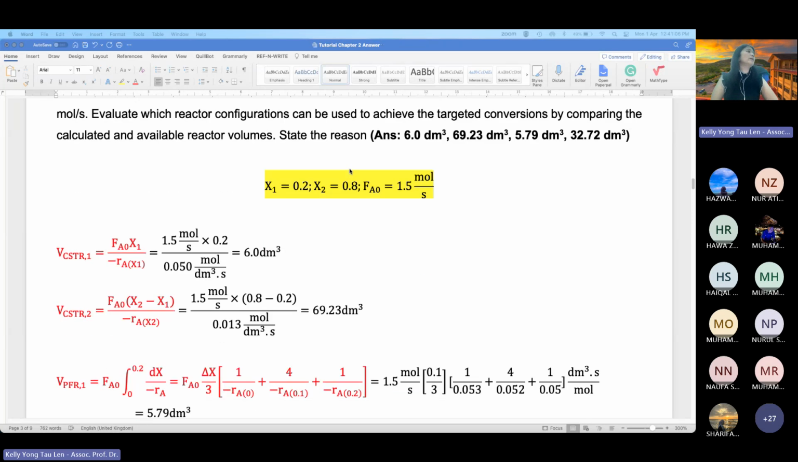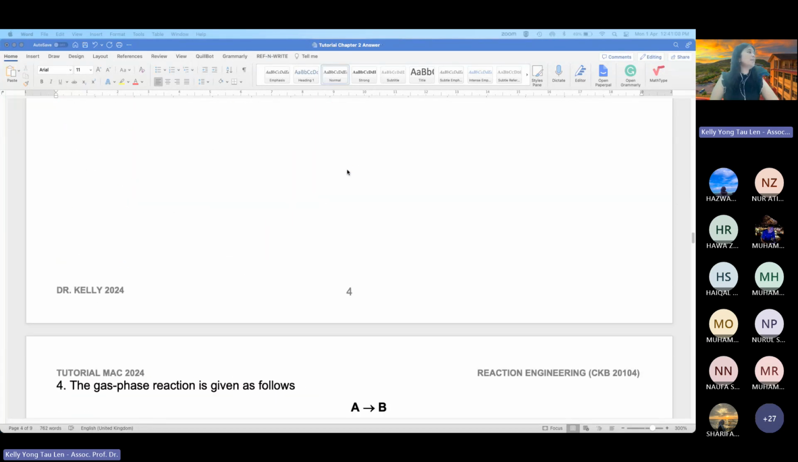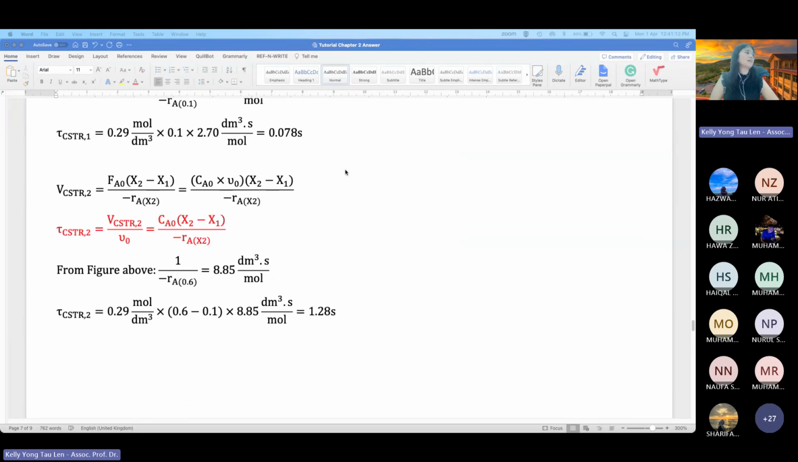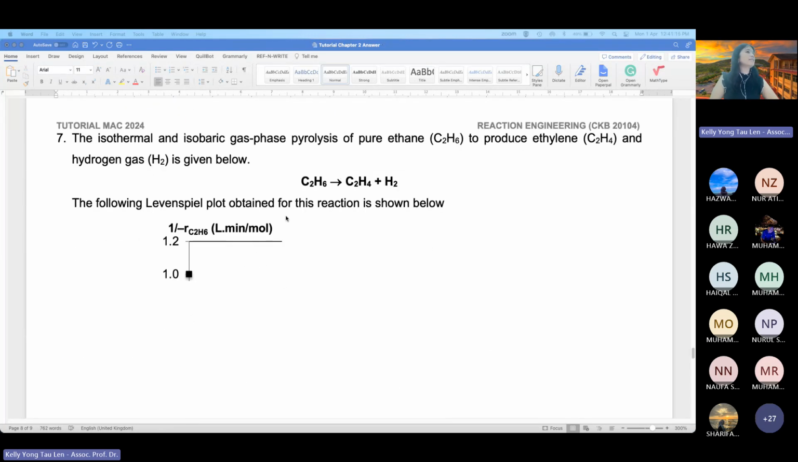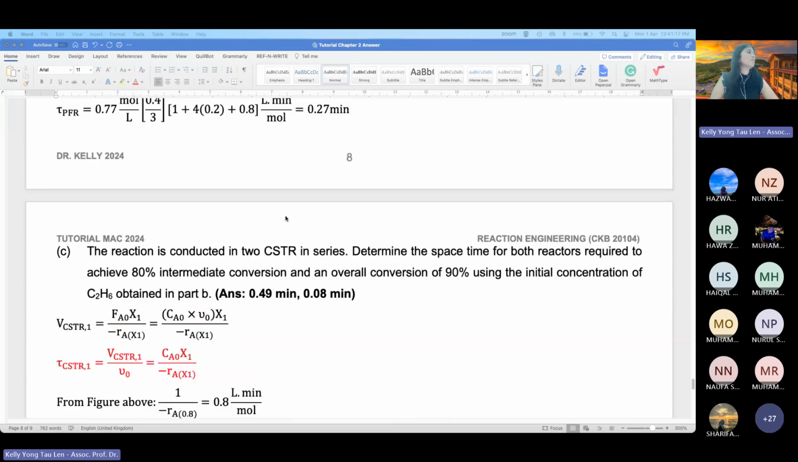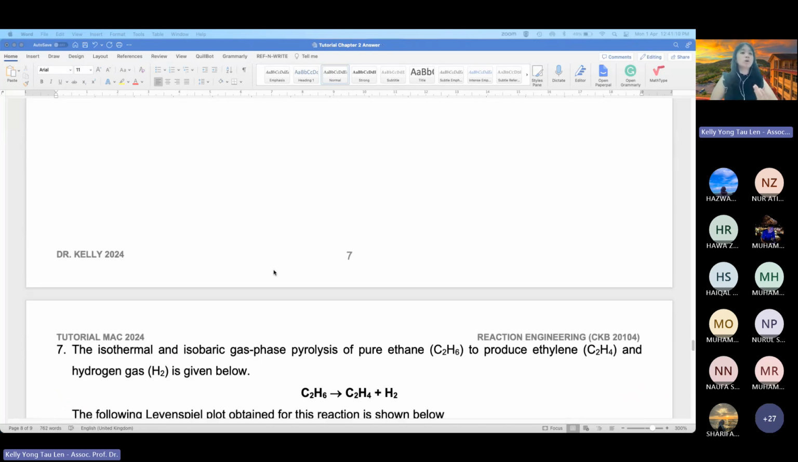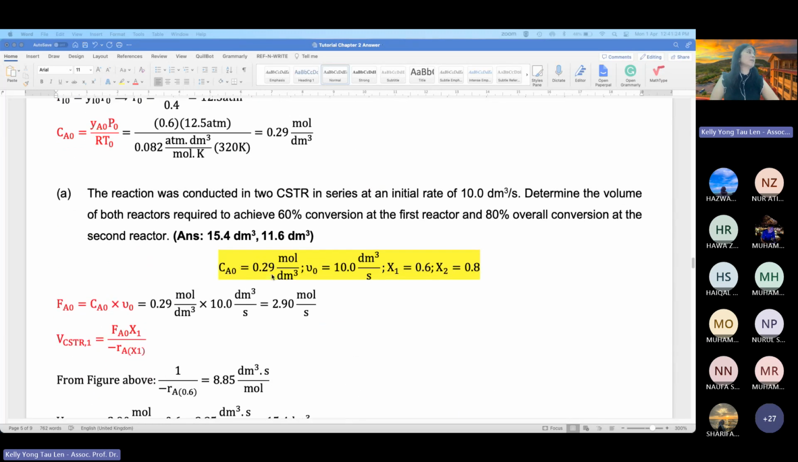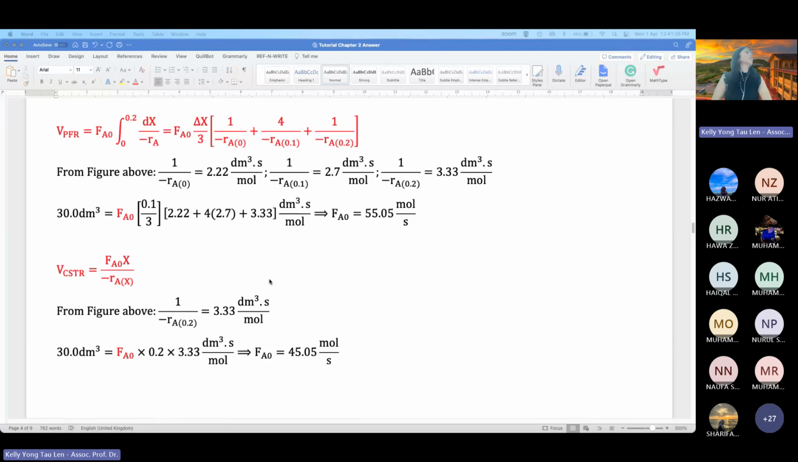How many questions do we have? Question number 3, number 4, number 5. Hold on, we have 7 questions. The rest is using plot. I have more questions for the plot, and I have only 2 questions using the table.